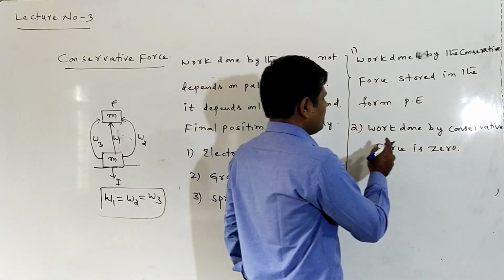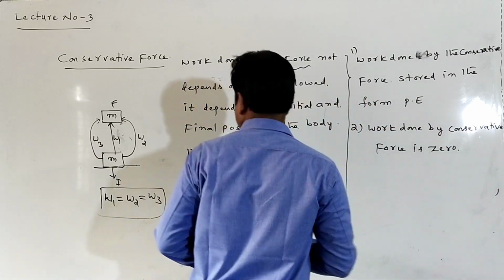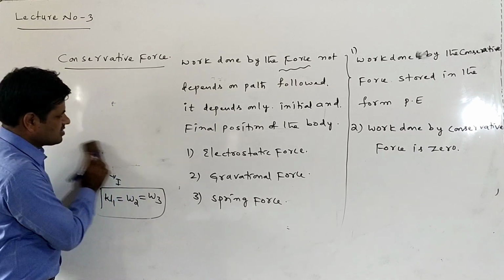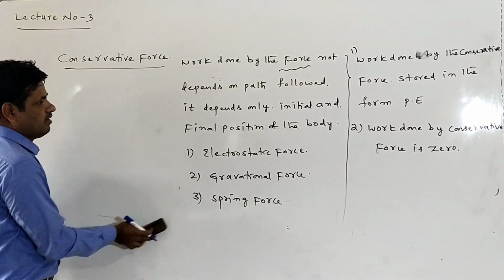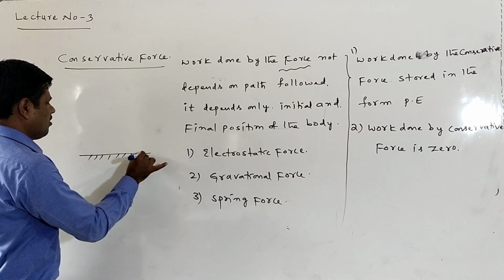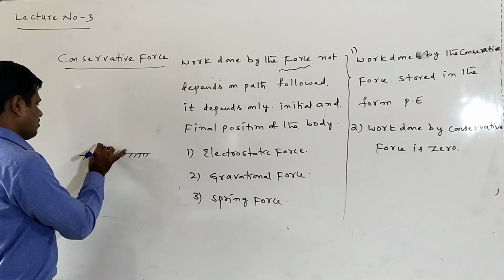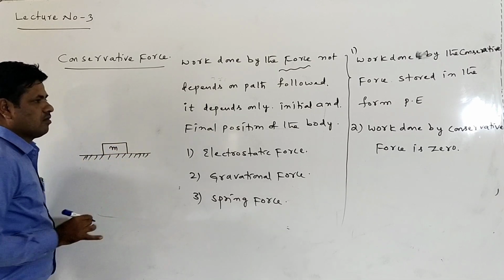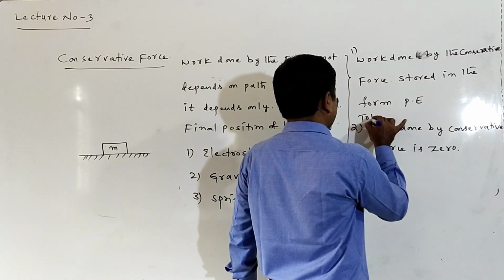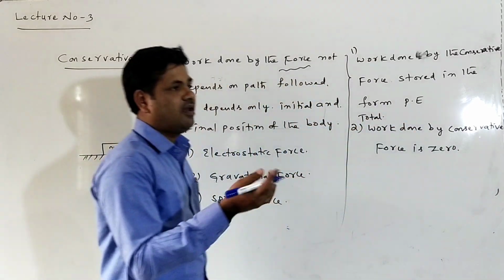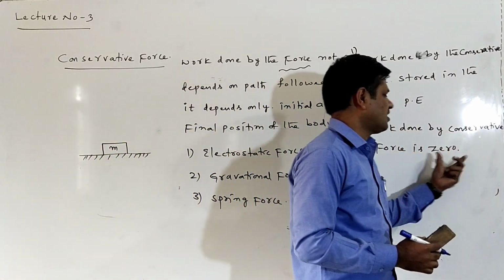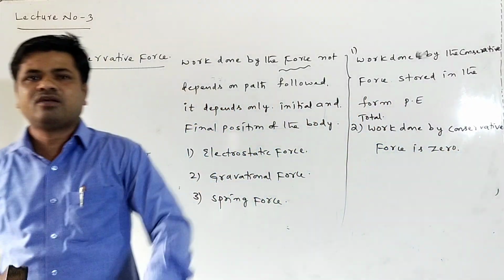Now next we are discussing that work done by a conservative force is 0. Now I am discussing with an example also. Here the work done by the conservative force is 0. What is the meaning of this? Now suppose this is a block of some mass on the ground. Total work done means it is going from initial to final and final to initial. So that's the reason we are saying that the total work done by a conservative force is 0 when coming to the initial position.